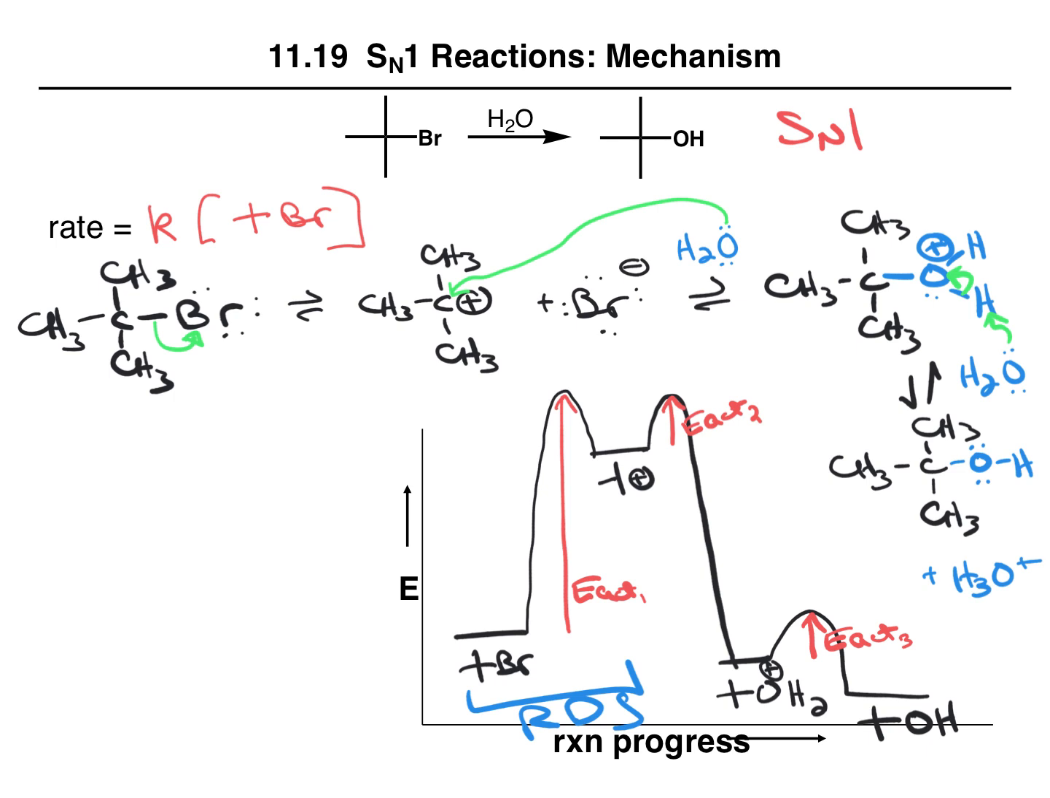If we think about the transition state for the rate determining step, we're going to have the carbon-bromine bond breaking, where the bromine is taking on a partial negative, carbon has a partial plus. But this is only one molecule in the transition state of the rate determining step. And so this proposed mechanism and the resulting energy diagram is consistent with the experimentally observed rate law.